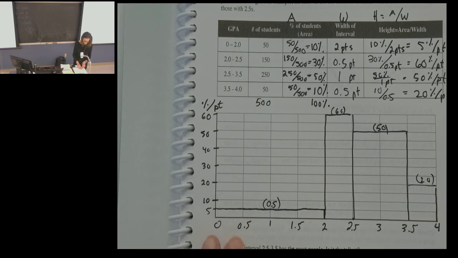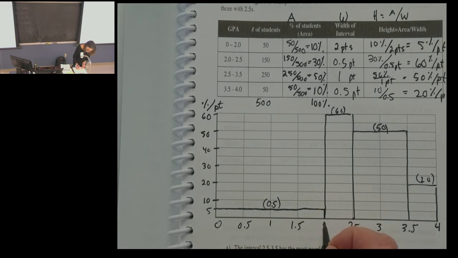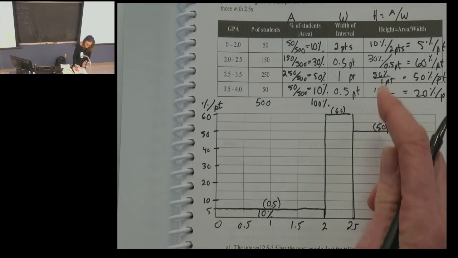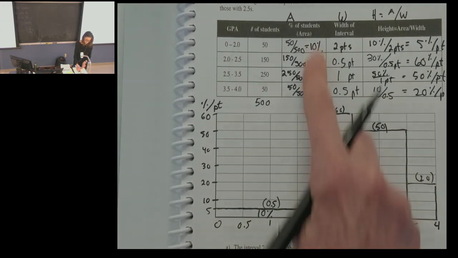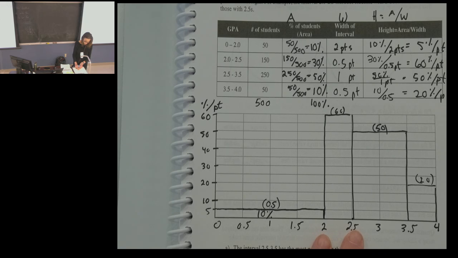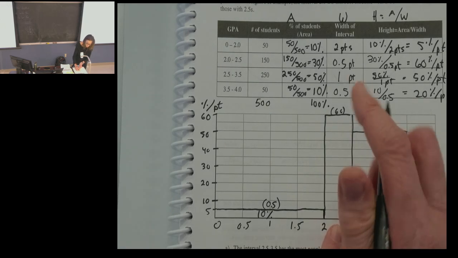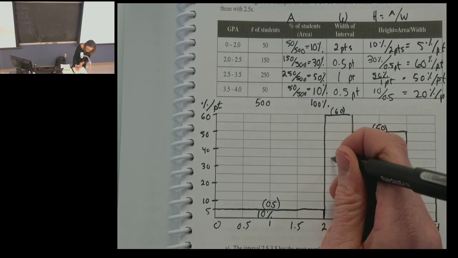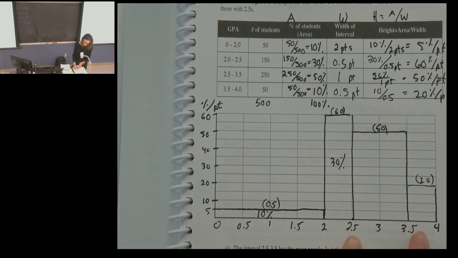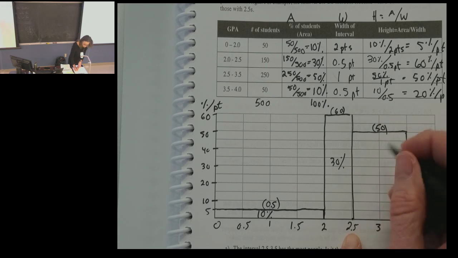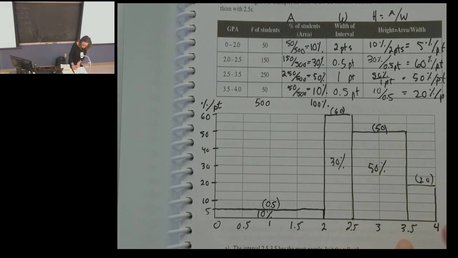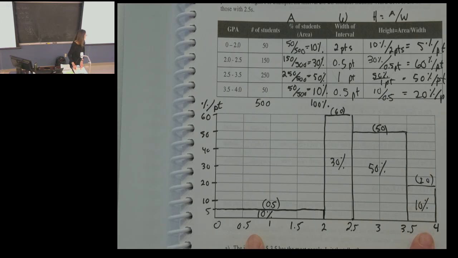So let's make sure we did this right. 2 times 0.5 is 10%. And that does match up. We want to get these numbers. So here we have 2. There's a half of 60, so 30% of the data is here. That's 1 times 50, so 50% of the data is here. And lastly, a half of 20 is 10%.